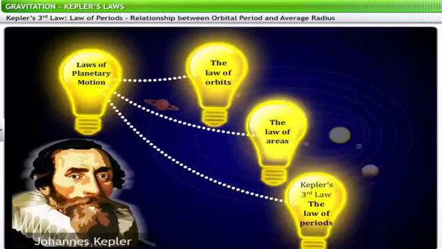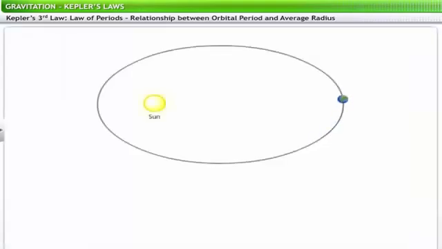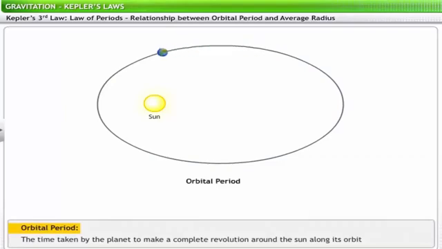Kepler's third law, the law of periods, defines the relationship between the orbital period of a planet and the average radius of its orbit. The orbital period of a planet, denoted by T, is the time taken by the planet to make a complete revolution around the Sun along its orbit.